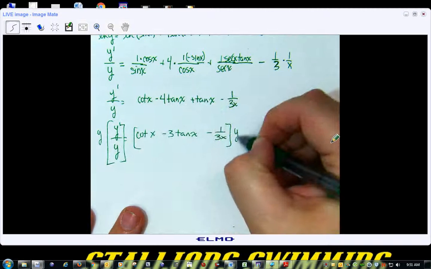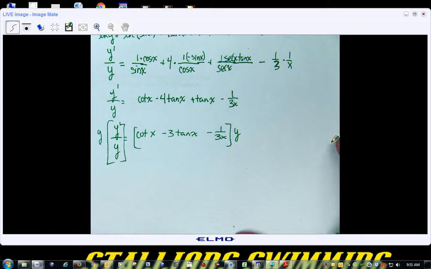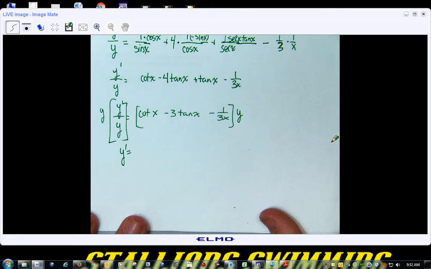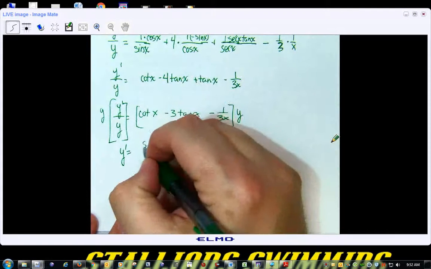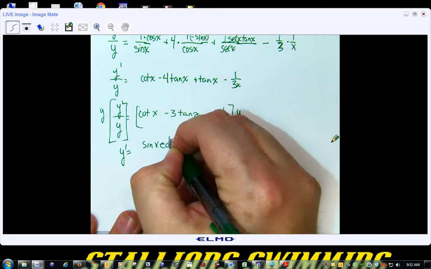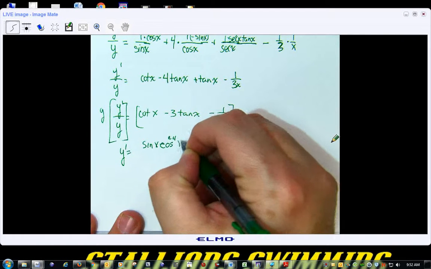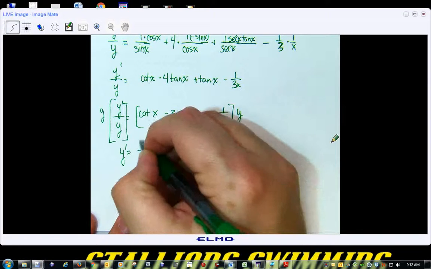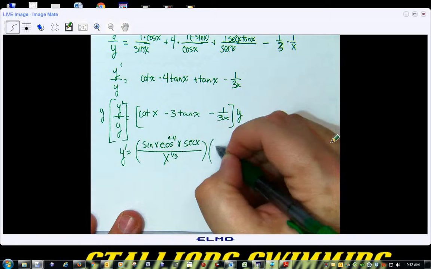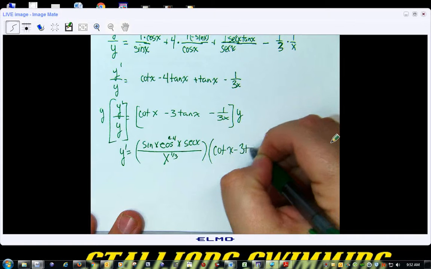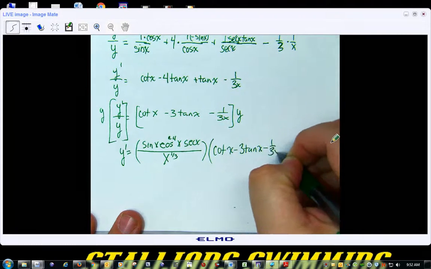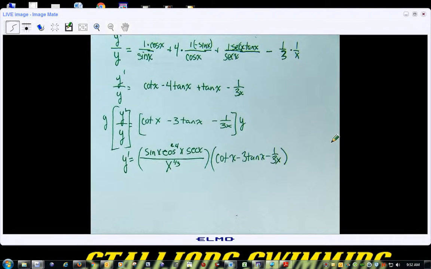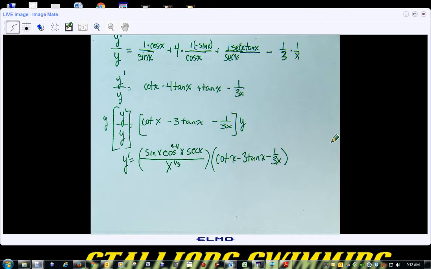But I know what my y is. So y prime, which is what I wanted to find, I know my y from the beginning is sine x cosine raised to the 4th power of x times the secant of x all over x to the 1/3 times the cotangent of x minus 3 times the tangent of x minus 1 over 3x. And if you wish to try to simplify this and waste about an hour of your life, rock on.